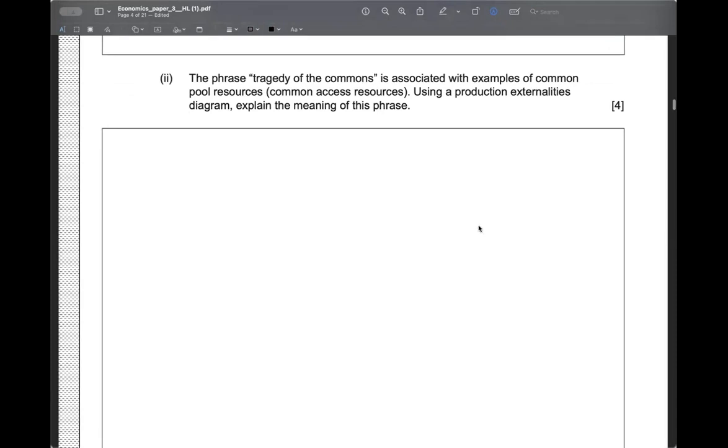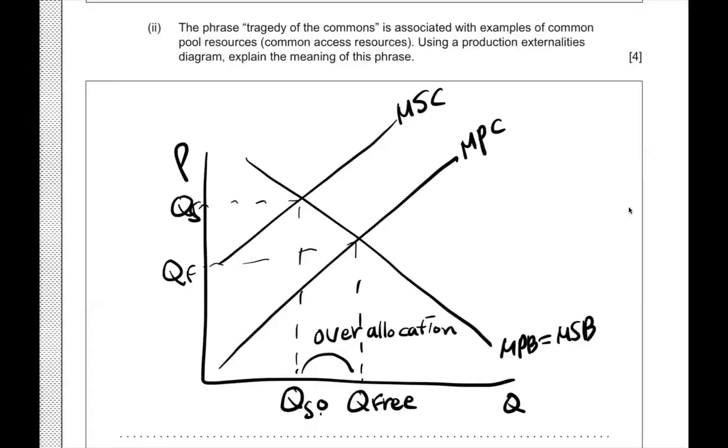A2. The phrase tragedy of the commons is associated with examples of common pool resources. Using a production externalities diagram, explain the meaning of this phrase. Yes, the diagram should look like this, showing MPC located to the right of the MSC, which means overallocation of the product.